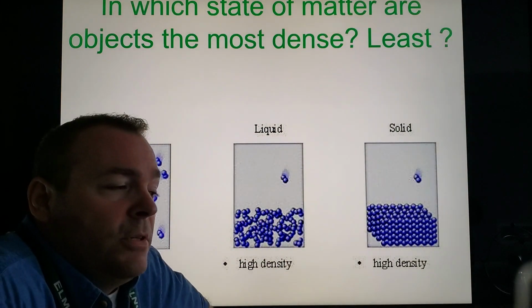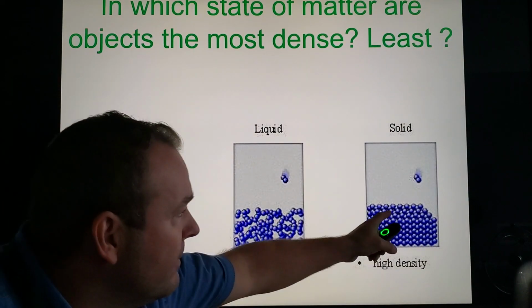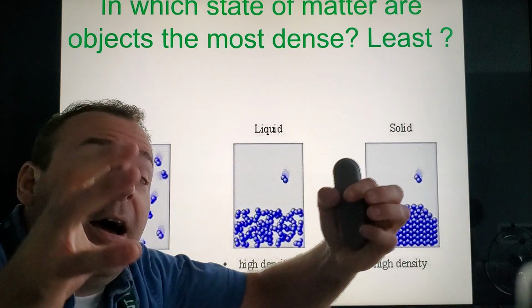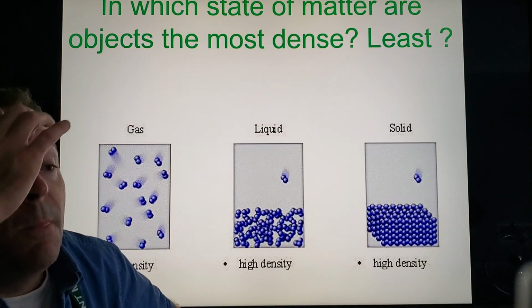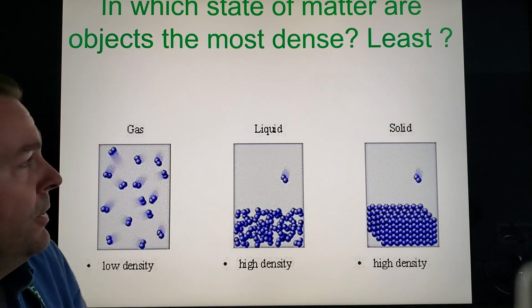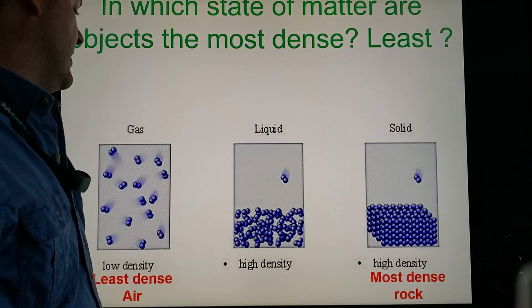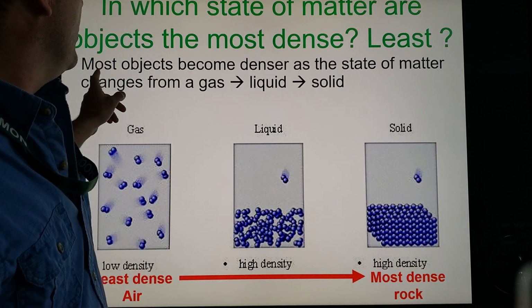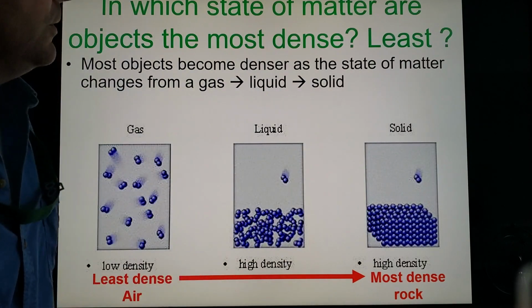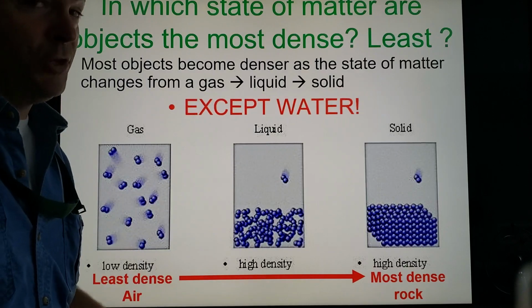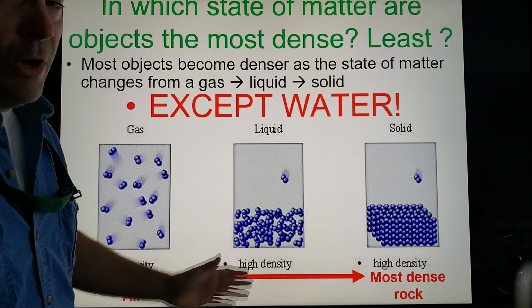It's the reason you don't put water in a glass in your freezer, right? Because when water becomes a solid, its molecules spread out at the last second, causing it to become less dense. And that's why ice floats and will crack, of course, any glass you put in your fridge. All right? Most dense, least dense, and in the middle there, most, underline most objects become denser as the state of matter goes from gas to liquid to solid. Okay, the exception, there it is. The exception is water.